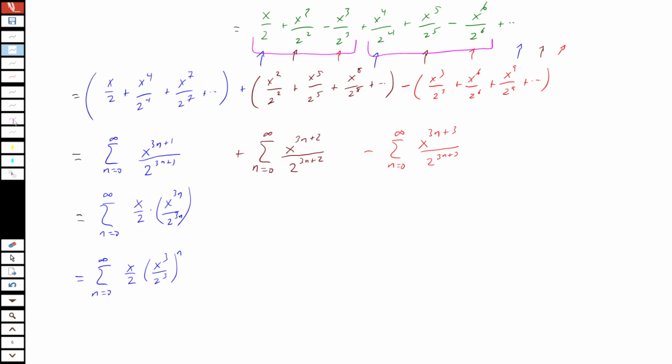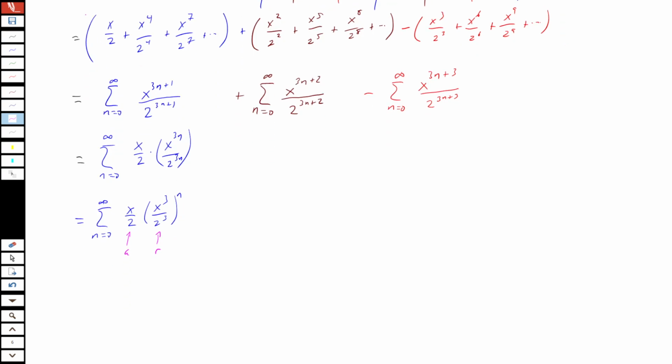Okay. So this is my a and my r. So this is going to be x over 2 divided by 1 minus x cubed over 8. I say, all right, fantastic. Let's move on to the next one. Basically the same idea, right? You can just repeat this.